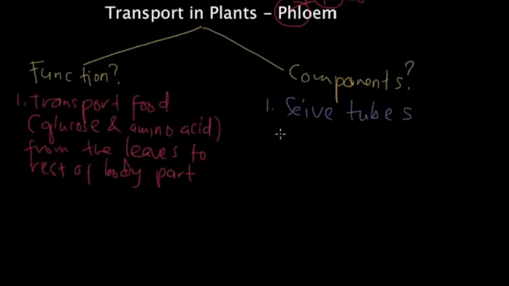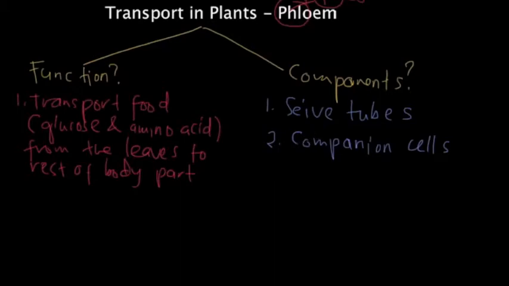If you still remember, xylem has one of its components by the name of sieve plates. So now for phloem we have sieve tubes. And then the second component is a cell known as companion cell. So these are the two major components that are directly involved in the transport system of the plants. Let's discuss one by one. Let's go and discuss sieve tube first.